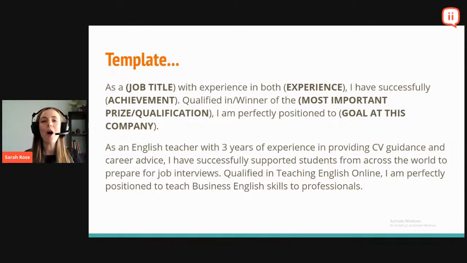So your homework, I would really like you to take a screenshot or take a look at this and try to write your objective. If you want to put it in the box, I'll check for the next few minutes to see if anybody writes them. And see if you can choose a good achievement and a good qualification and put it into your CV. That is your homework for today.